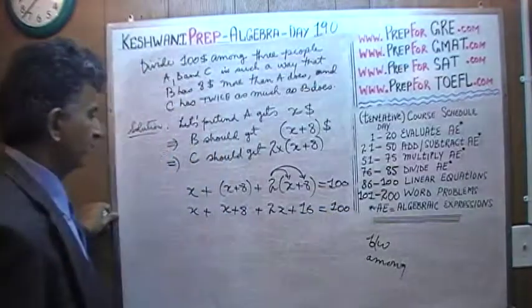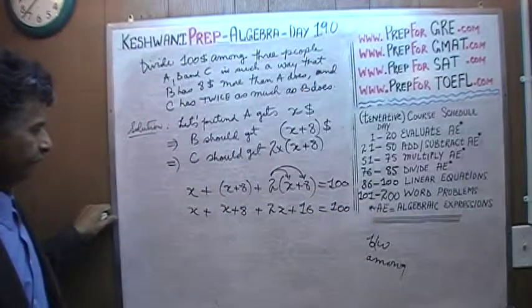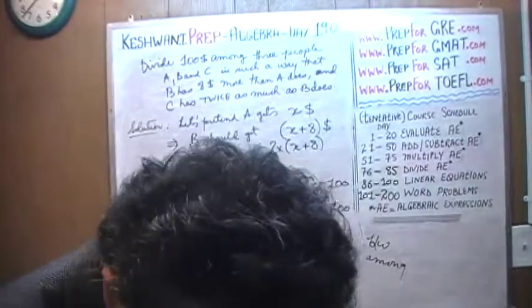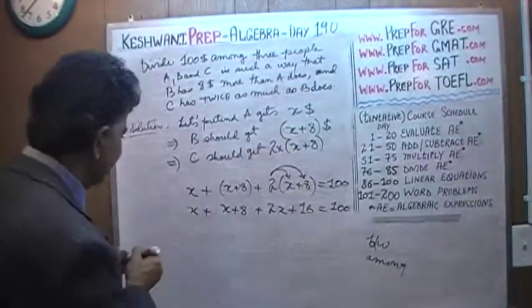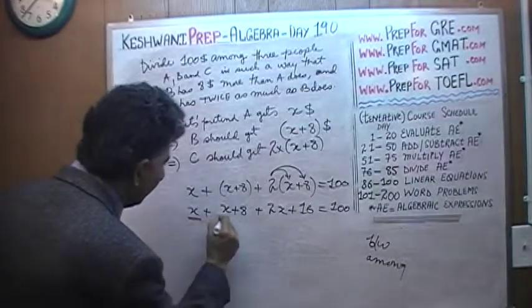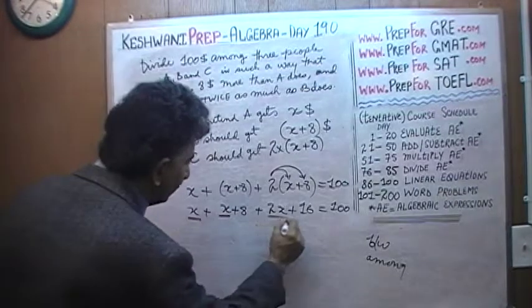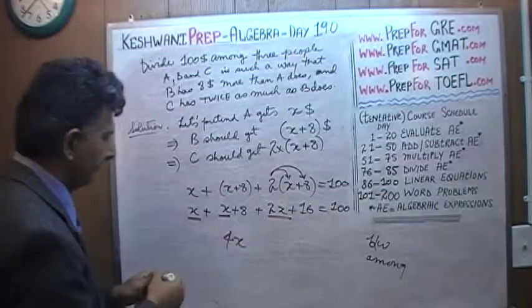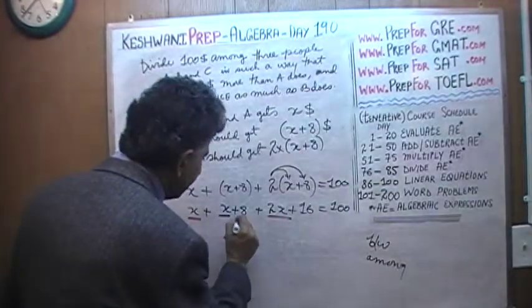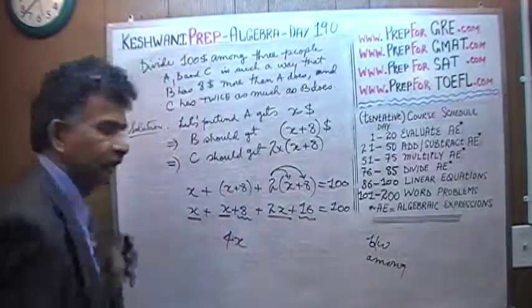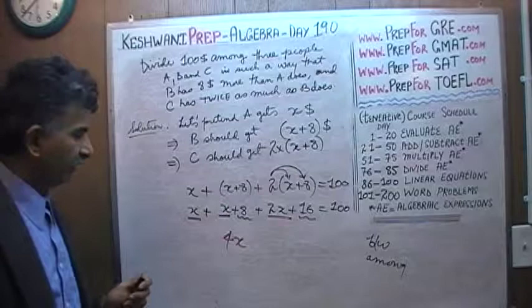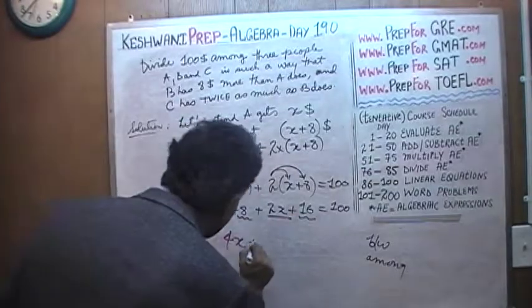Oh, this is too simple, guys. So we have how many X's? I don't need to change color and so forth. This is, as I said, too simple. There's one X, another X, and 2X. That's 4 X's. And then we have 8 plus 16. 8 plus 16 is how much? I don't know. 16 plus 10 is 26, so it must be 24.